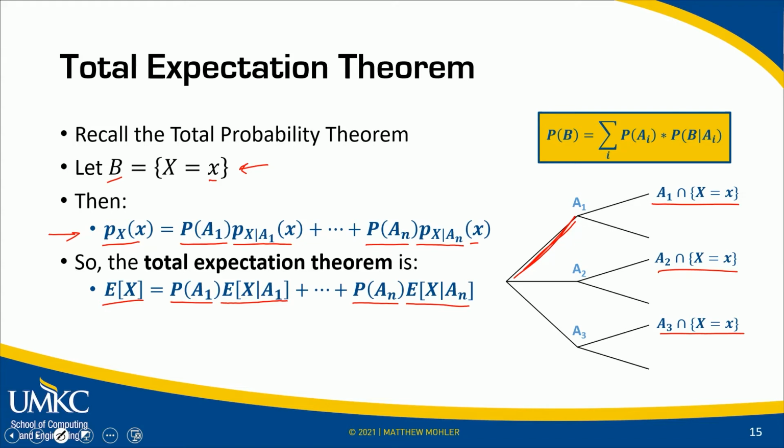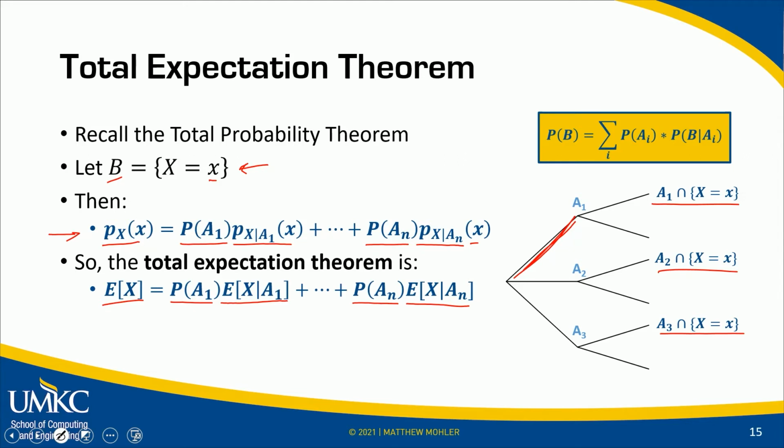Again, this is really just a way to say that if we have a whole bunch of preconditions, our A sub 1 through A sub n, the total expected value, the total E of X, would be equal to the probability of each specific condition occurring multiplied by the expected value of X given that condition. And we sum that across all possible conditions.